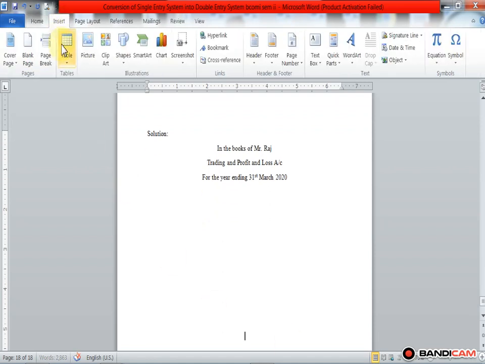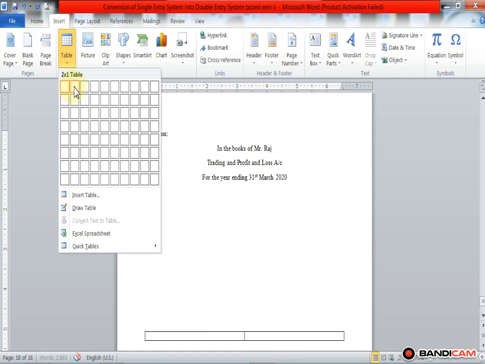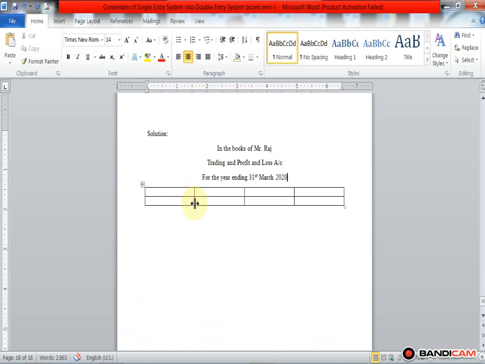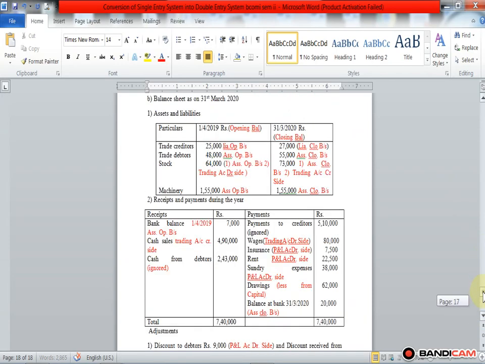Here insert particulars, rupees, particulars, rupees, debit, credit.